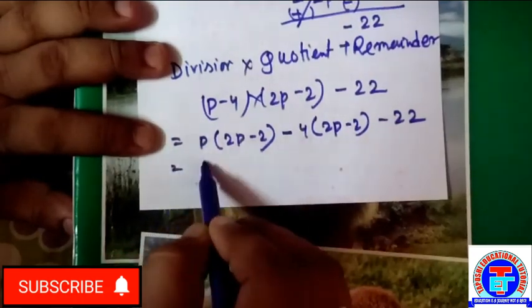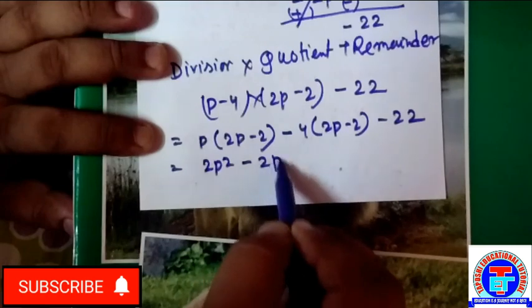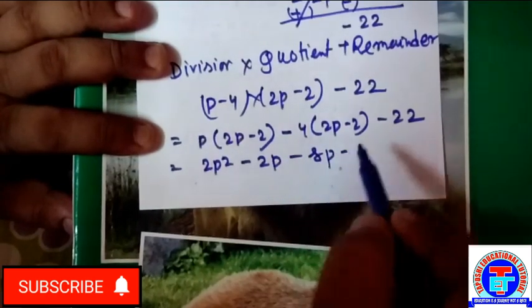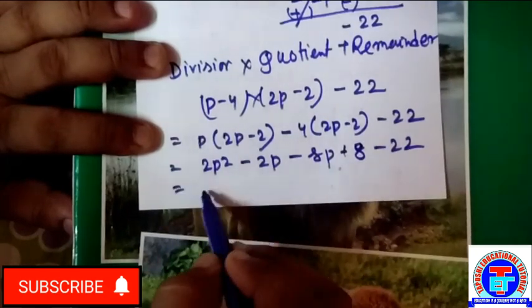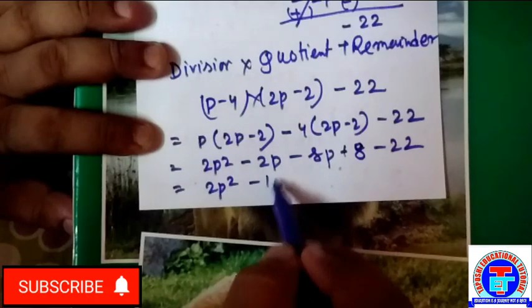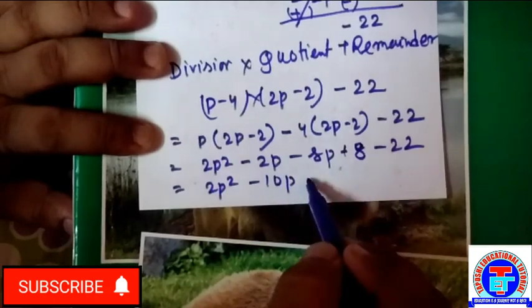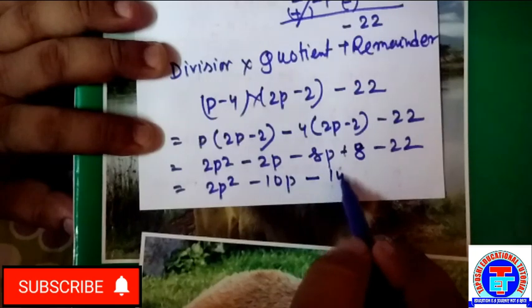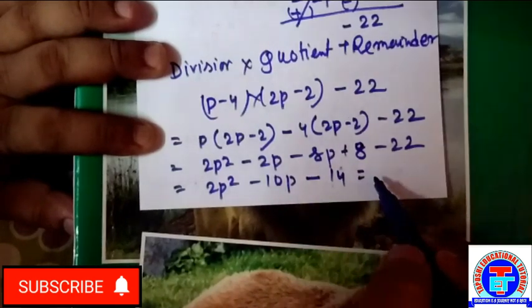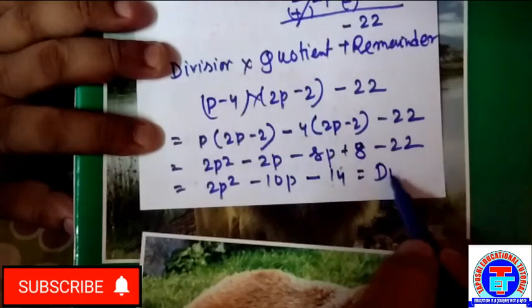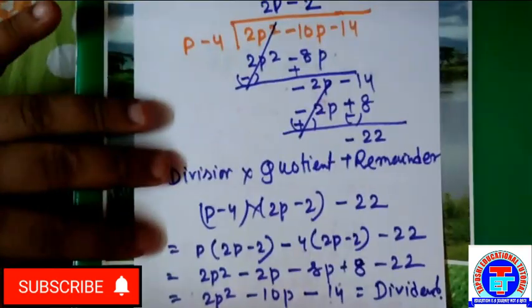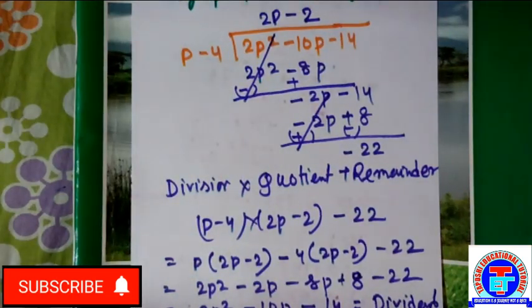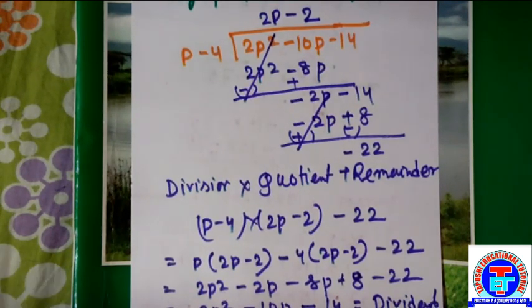Now this one is 2p square minus 2p minus 8p plus 8 minus 22. So it will become 2p square minus 10p minus 14, which is equal to the dividend, right? Okay, so student, I hope you clearly understood, and in another session we will take a lot of problems and solve them.